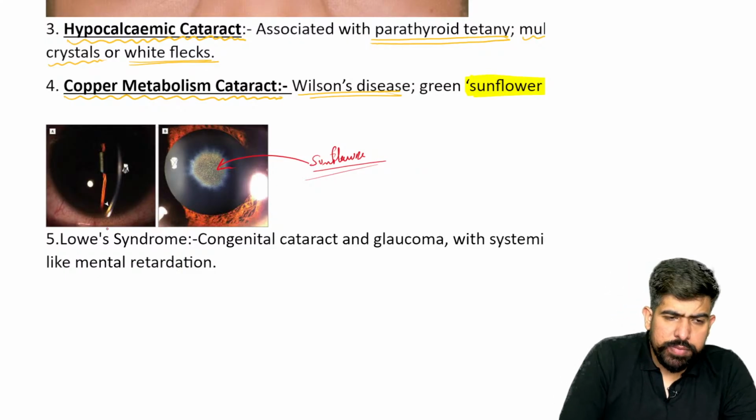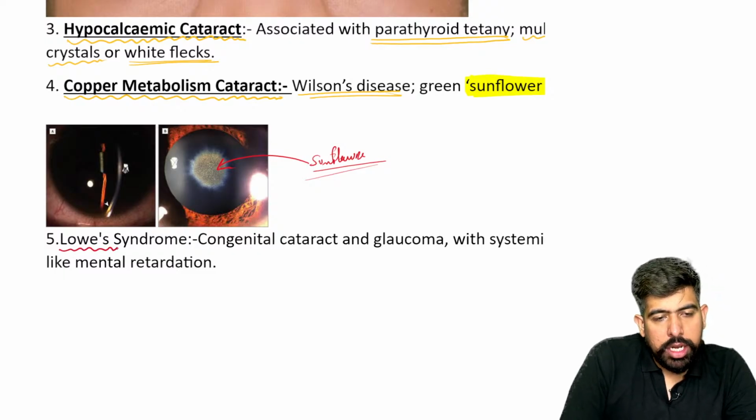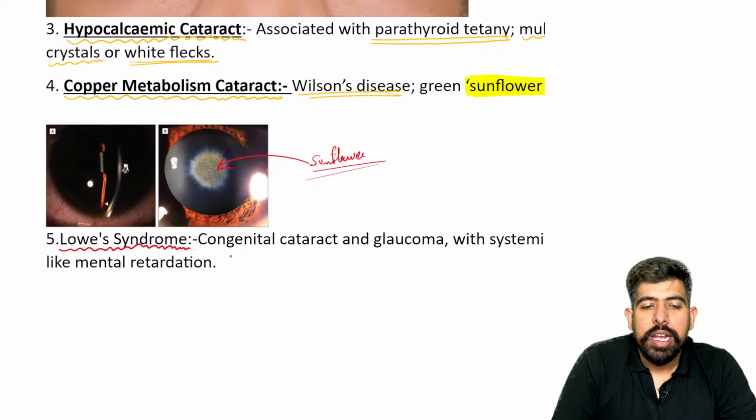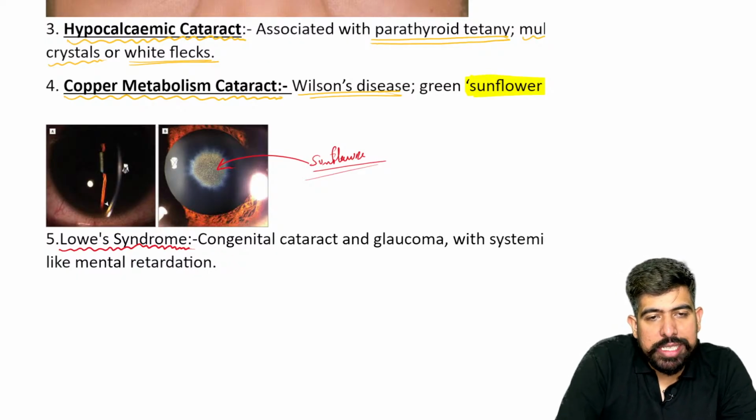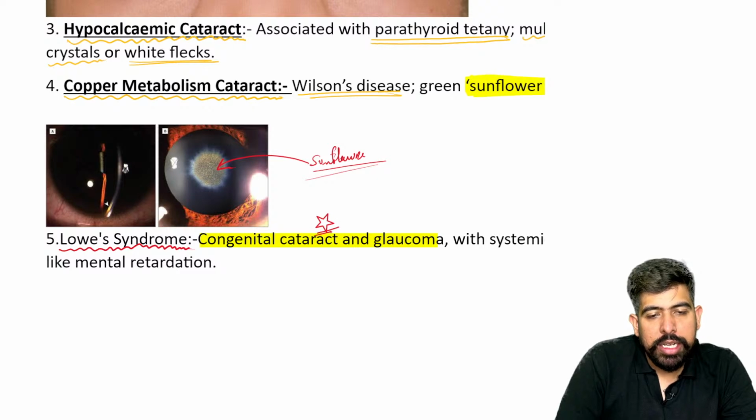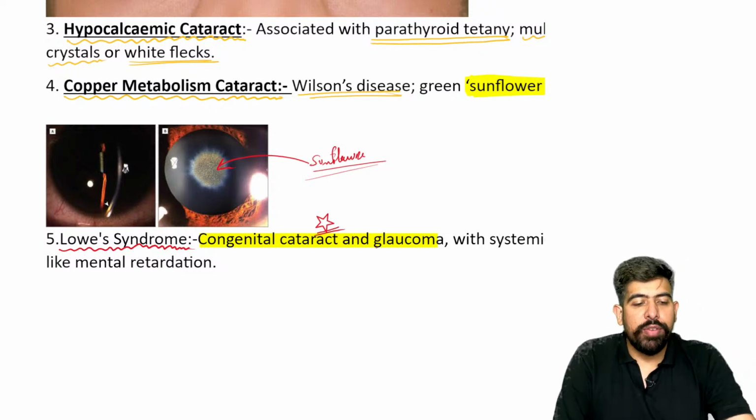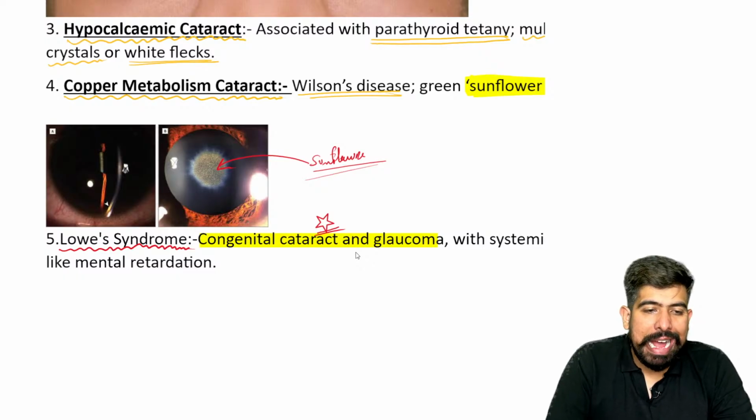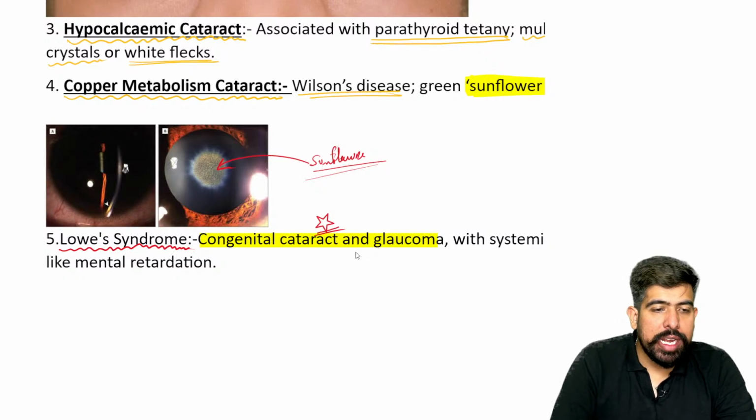Next, we have Lowe syndrome. What does this syndrome mean, guys? Please remember, in this syndrome the patient has two congenital eye diseases, which are cataract and glaucoma, both. Make a star over here. Lowe syndrome has two types of eye disease, the cataract and the glaucoma. So maybe they can ask you this.